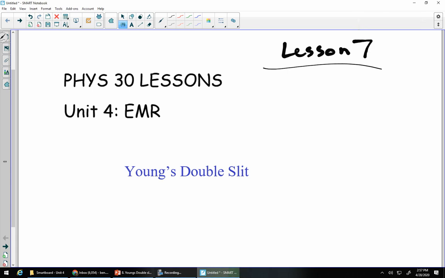Welcome, Physics 30s. Today we talk about probably my favorite lesson in Unit 4. It's Young's double slit experiment. And what Young did with this slit experiment is to figure out the wavelength of light. Now just think about that for a second, the wavelength of light.